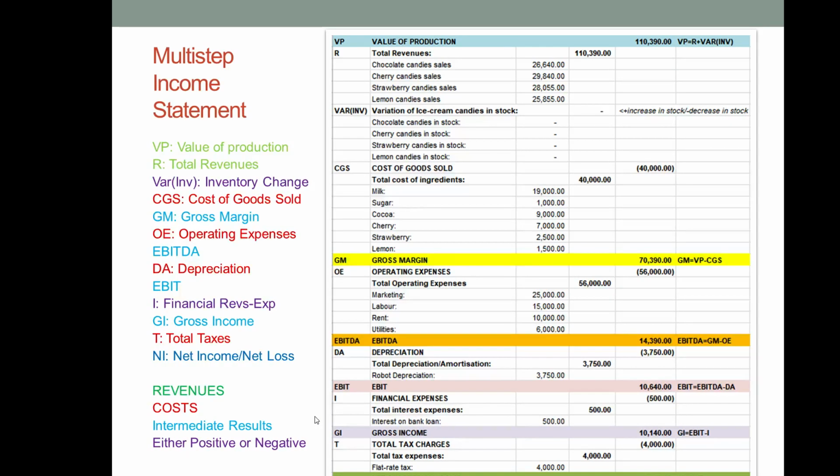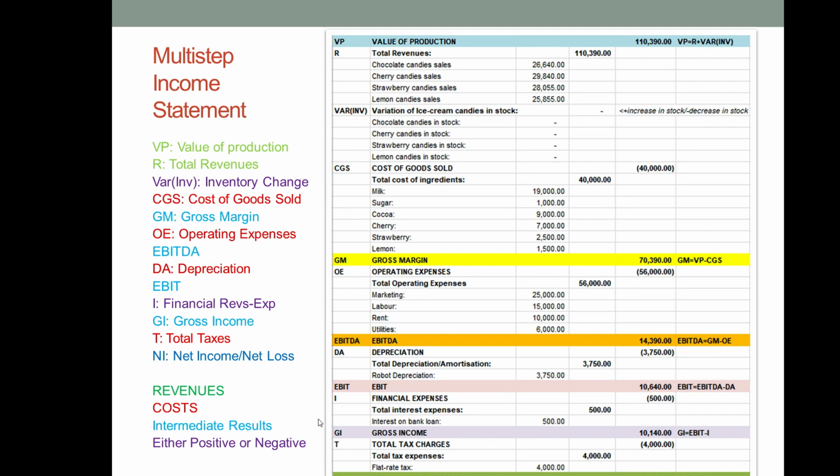So the multi-step income statement starts with the first line, which is the value of production, i.e. total revenues plus changes in inventory, actually increases in inventories, i.e. every time our inventories of finished goods or raw materials increase, we add to the value of production. And then we start subtracting. We start taking out the cost of the goods sold. We get the first intermediate result, which is called the gross margin.